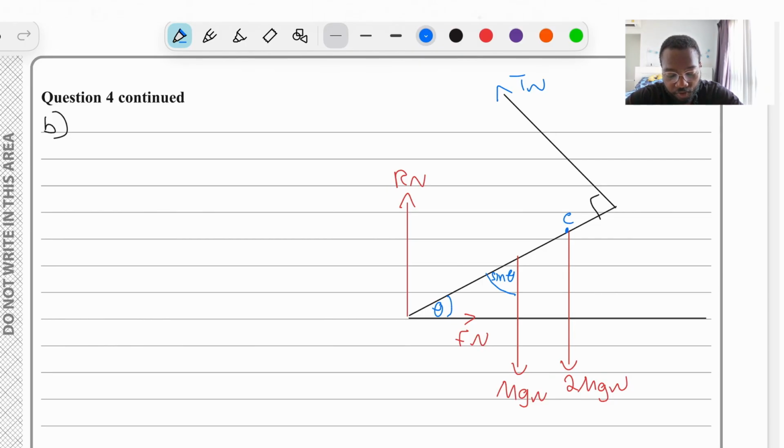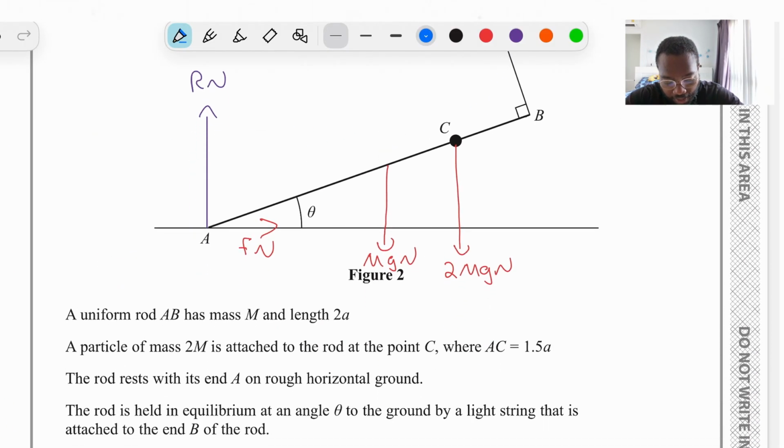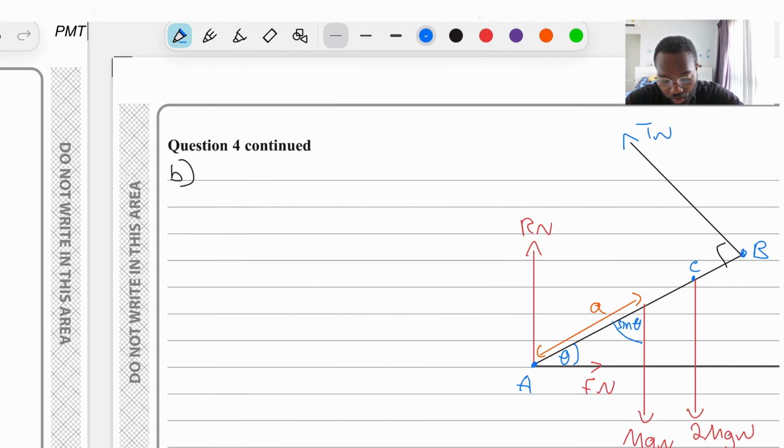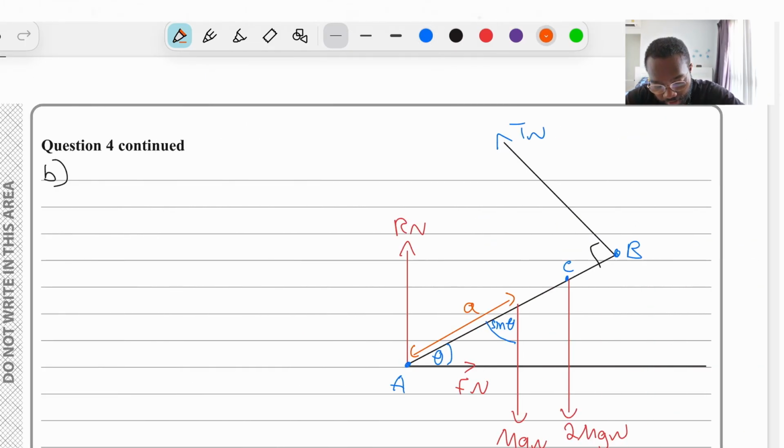We're also told the lengths. We know that the whole length of the uniform rod is 2a. This distance here would just be a because it's uniform, so it's going to be in the center of that rod. Let me label that this is a and this is b. In the question, they tell us that AC is 1.5a. So if AC is 1.5a, we also know that this distance here must be 0.5a. And because the whole length is 2a, this distance must also be 0.5a.